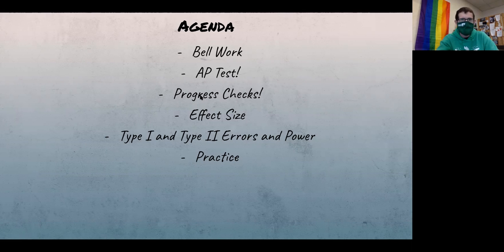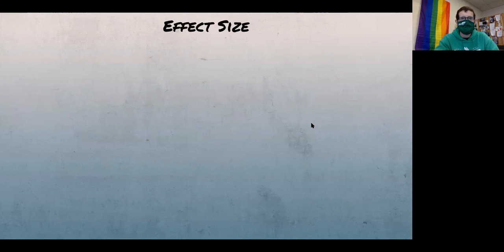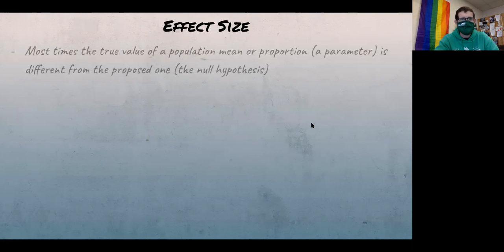Today, we're going to talk about type 2 errors. We already talked about the probability of a type 1 error. Remember, that's just the same as your significance level. So we're going to talk about type 2 errors and power. So this is going to be a good one.